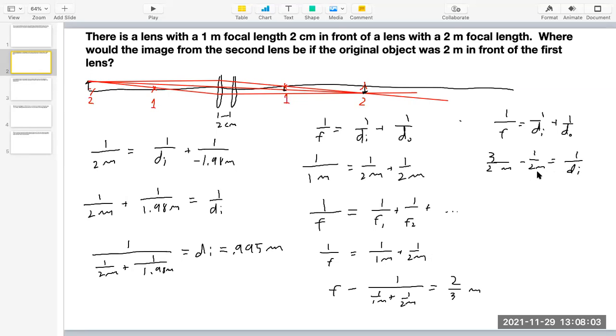So 3/2 minus 1/2 is 1. So the fact that there is a little gap here means we're getting the distance of 1 meter instead of 0.995 meters behind the second lens, which is all really, really close.